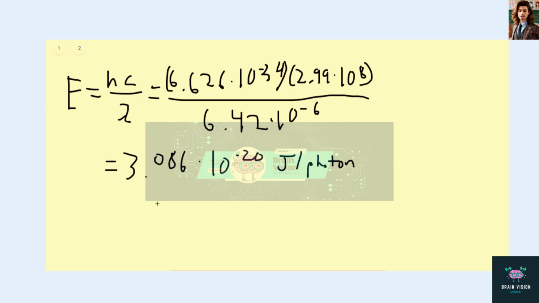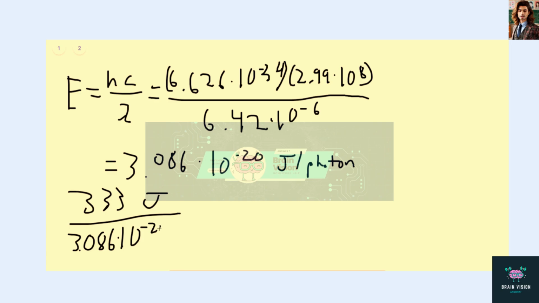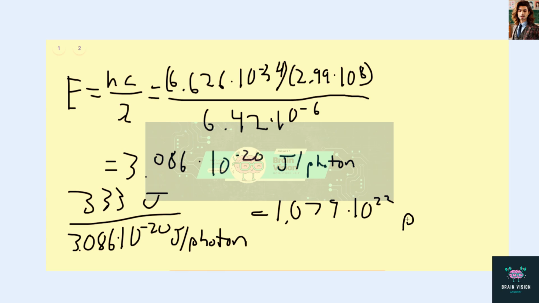So now that we know the total amount of energy required, which is 333 joules, and the amount of energy per photon, 3.086 times 10 to the minus 20th joules per photon, we do this division to find that we need 1.079 times 10 to the 22nd photons. And that is our final answer.